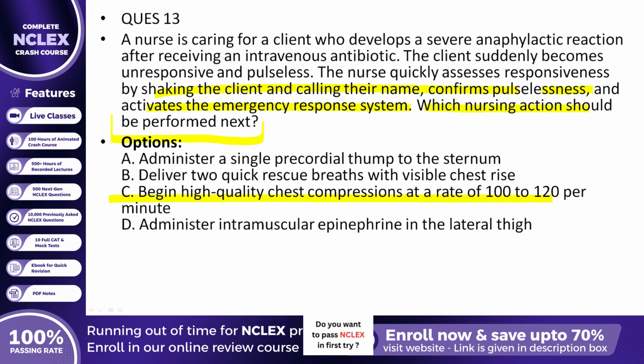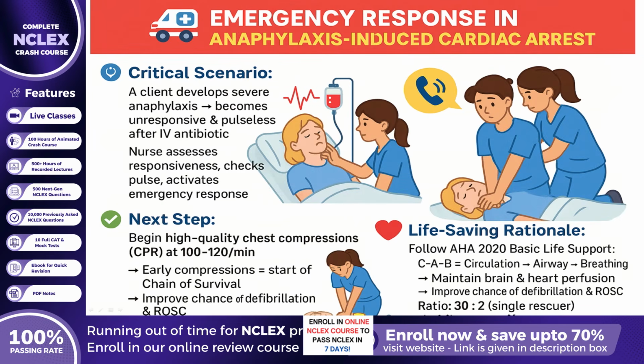When a client becomes pulseless and unresponsive, the nurse must immediately initiate the basic life support sequence as outlined by the American Heart Association 2020 guidelines for cardiopulmonary resuscitation. Once unresponsiveness and pulselessness are confirmed, the next life-saving step is immediate chest compressions. This initiates the cardiac arrest chain of survival. Early, high-quality compressions create forward blood flow, sustain minimal cerebral and coronary perfusion, and significantly increase the likelihood of successful defibrillation and return of spontaneous circulation.